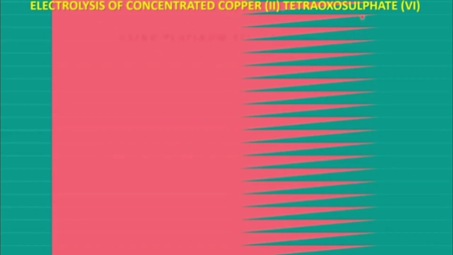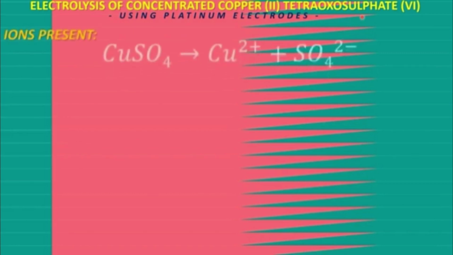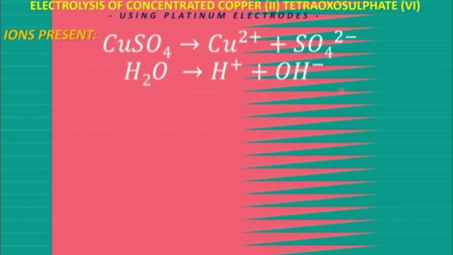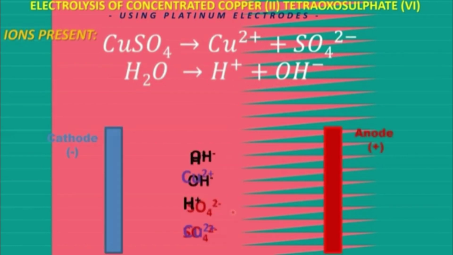Electrolysis of concentrated copper(II) tetraoxosulphate(VI). Now, we have that this solution is concentrated. That is, you have more of the copper ion and the sulphate ion than the what? Hydrogen and the what? Hydroxide ion, is it not? Yes. Still, you end up having the same result.